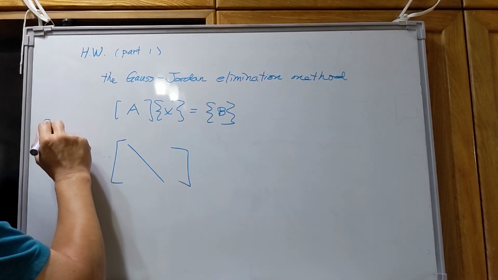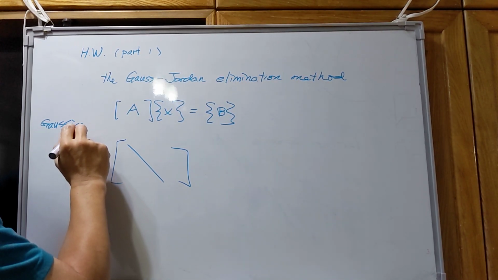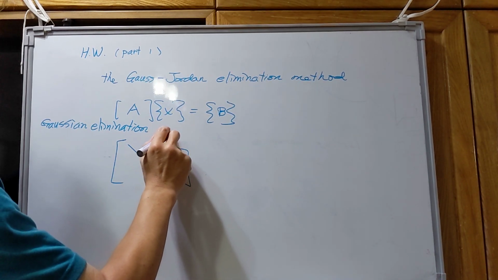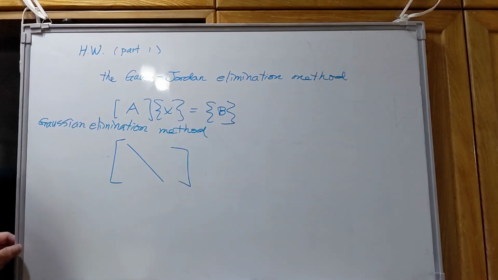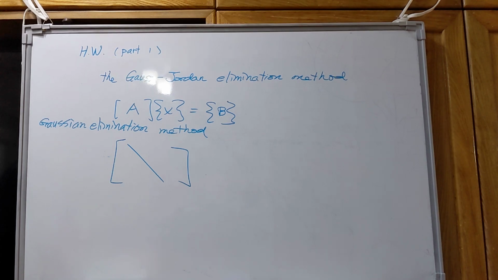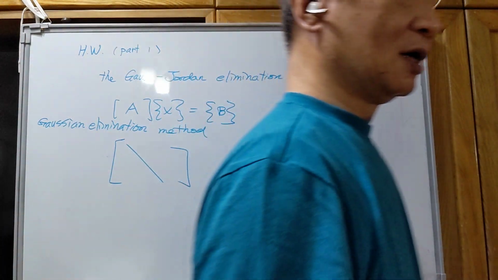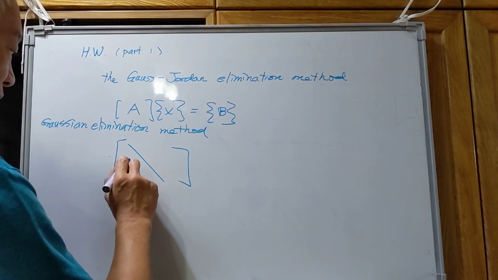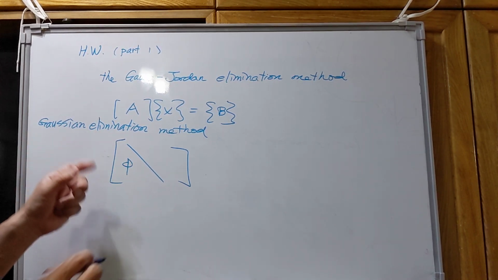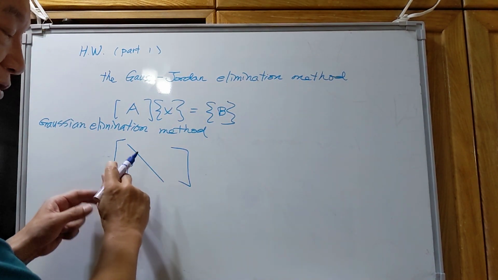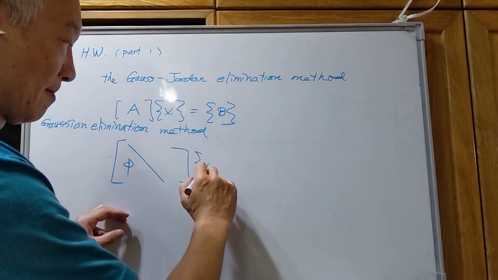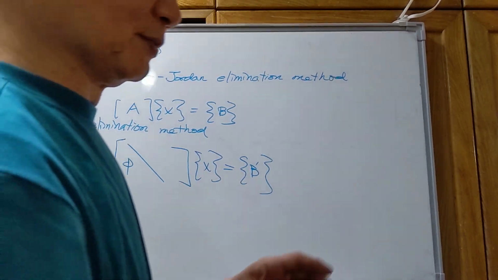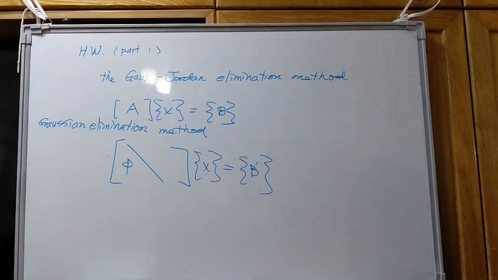Okay, if we use the Gaussian elimination method, we have the first step of the solution method. We need to get the upper triangular matrix. The upper triangular matrix means that we like to make all elements in the lower triangle equal to 0. Okay, that's the forward elimination, and that's the Gaussian elimination method.